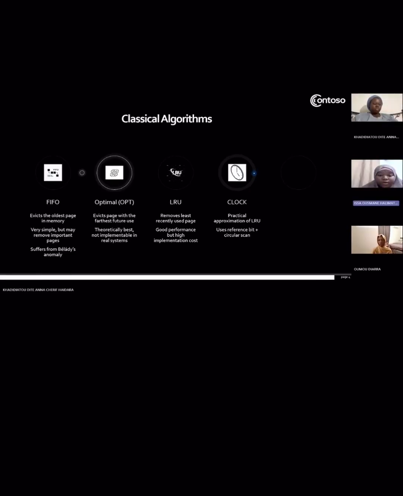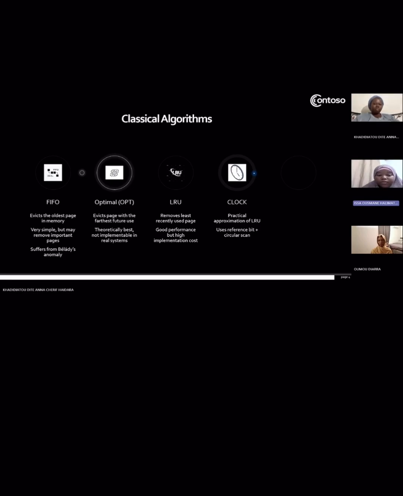Okay, now let's move on to the classical algorithms. We have FIFO, optimal OPT, LRU, and Clock. I'm going to explain each of them in a really quick way. Firstly, FIFO removes the oldest page in memory. It is very simple to implement, but it may remove pages that we still need. It also suffers from Belady's anomaly, where adding more memory increases page faults.